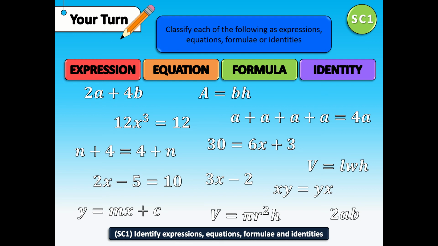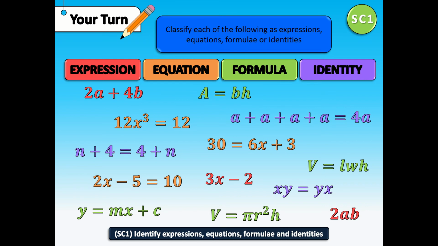Here are your answers. So the ones highlighted in red are all examples of expressions. Highlighted in orange are examples of equations. Highlighted in green are all examples of formula. And highlighted in purple are all identities.